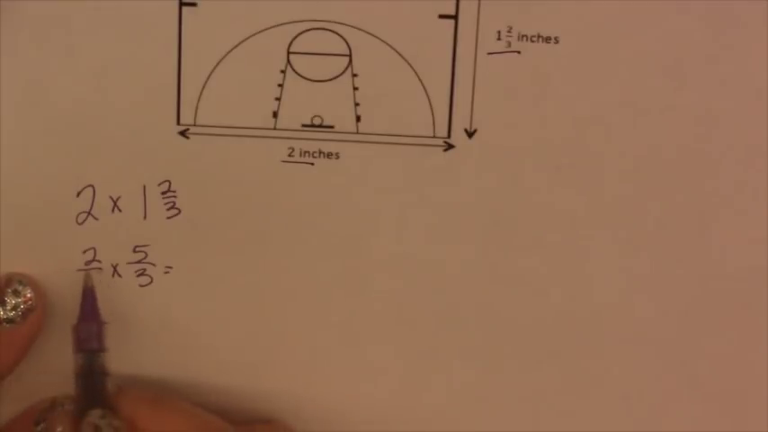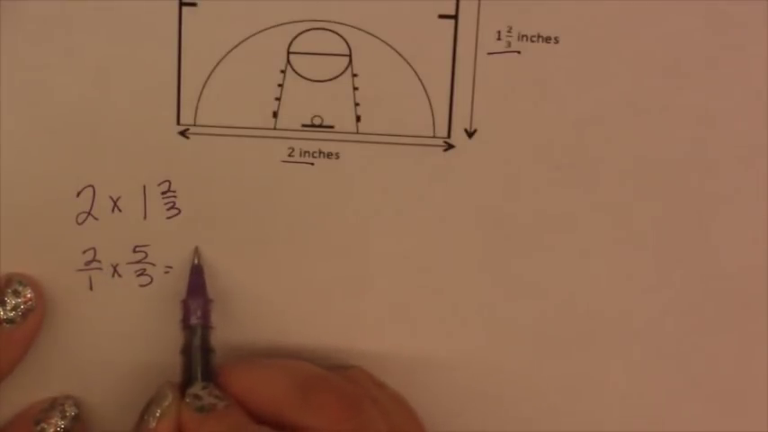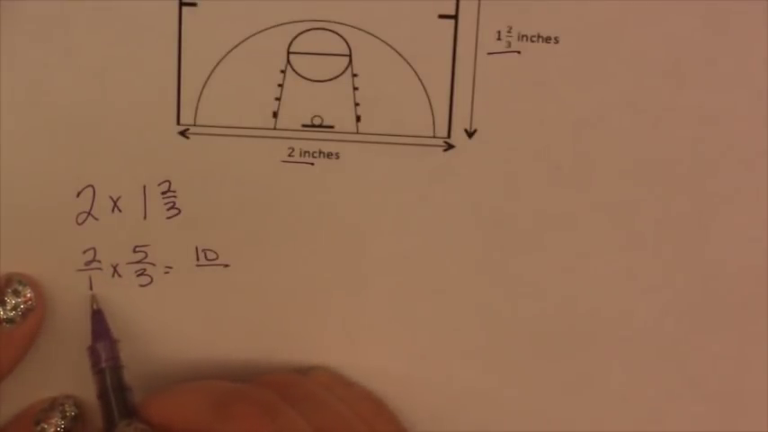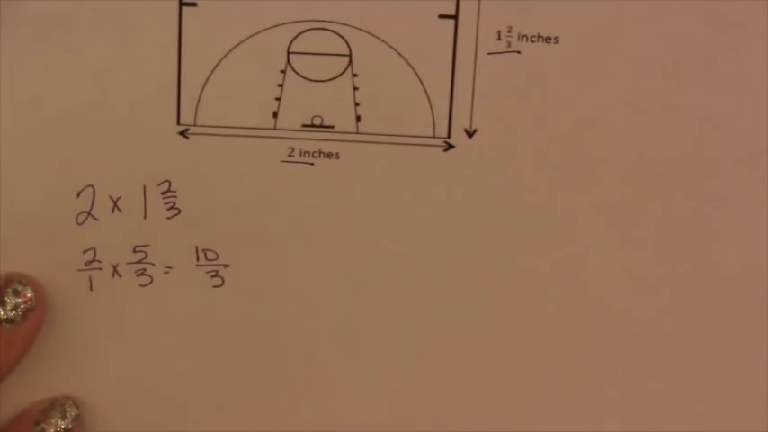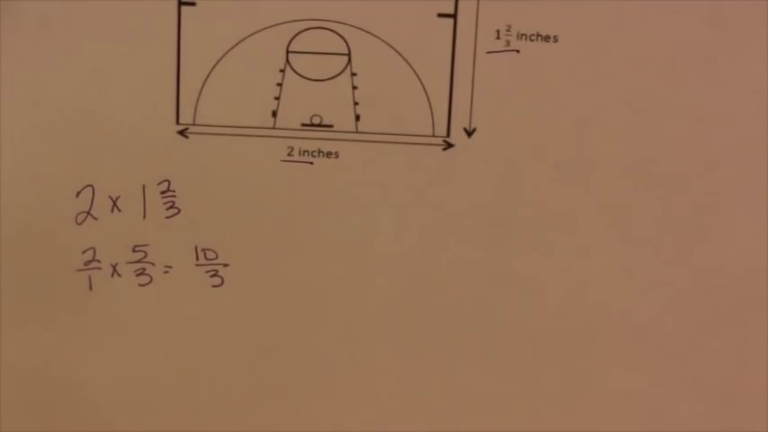When we multiply, we get 2 times 5 is 10. 1 times 3 is 3. So we get that the area is 10/3. Now you could make that a mixed number if you would like, but since we're probably not done with it, I'm going to go ahead and leave it as an improper fraction.